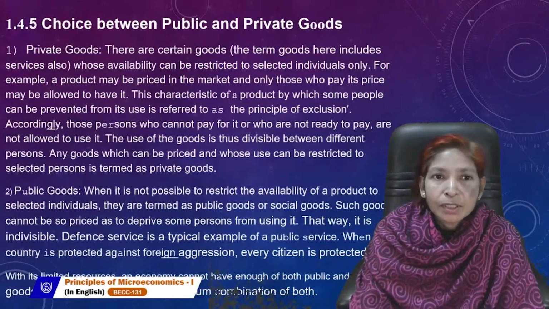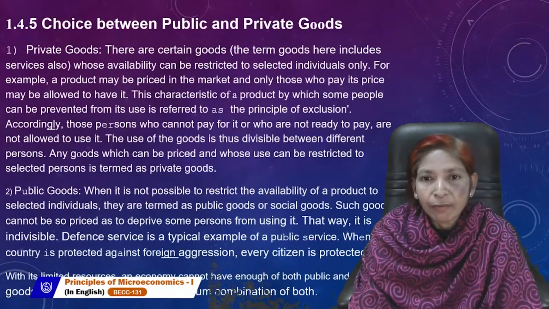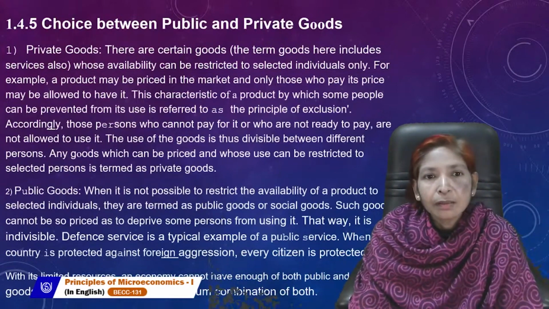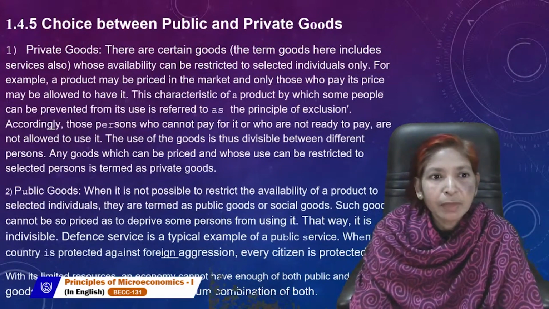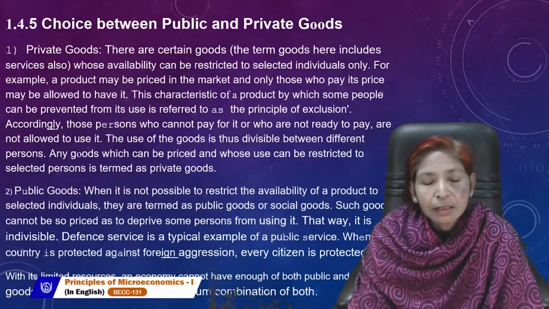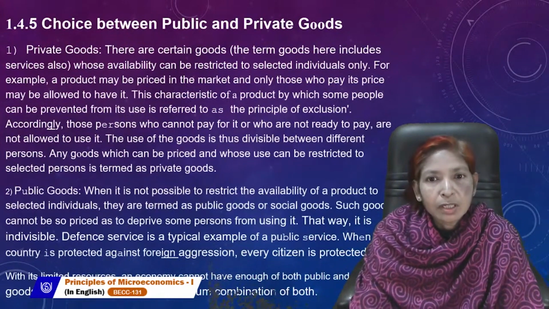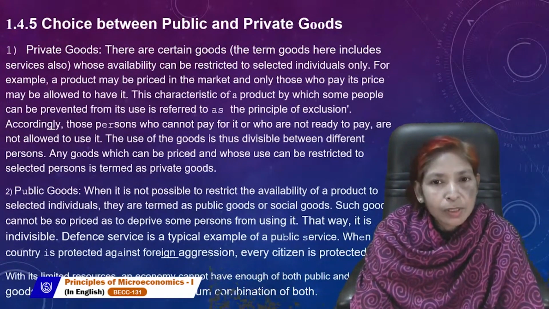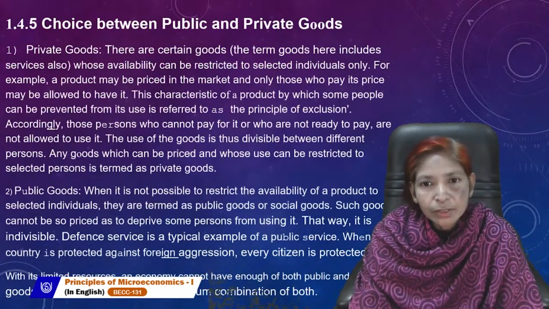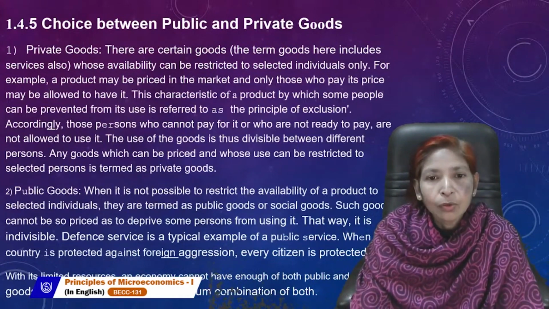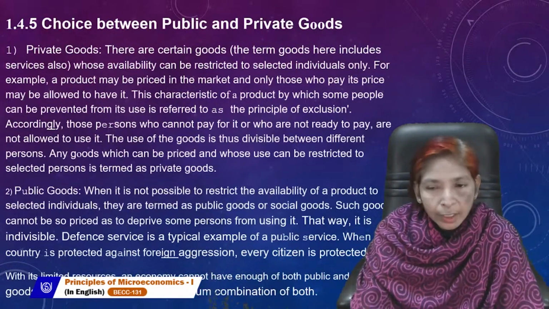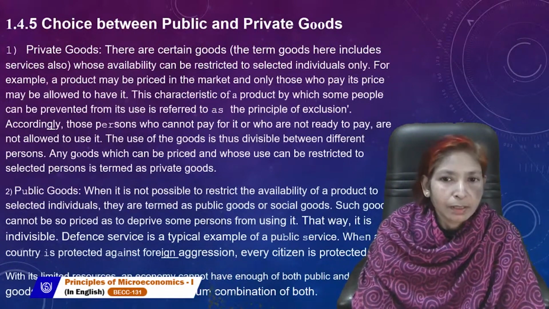We know that private goods are those goods which are produced by private entrepreneurs or individuals. For example, a product may be priced in a market and only those who pay its price may be allowed to have it. Private goods like private buses, private cars, private hospitals, private schools are available only for those consumers who have purchasing power, who are able to buy. Who can't pay for it, who are not ready to pay, are not allowed to use it.